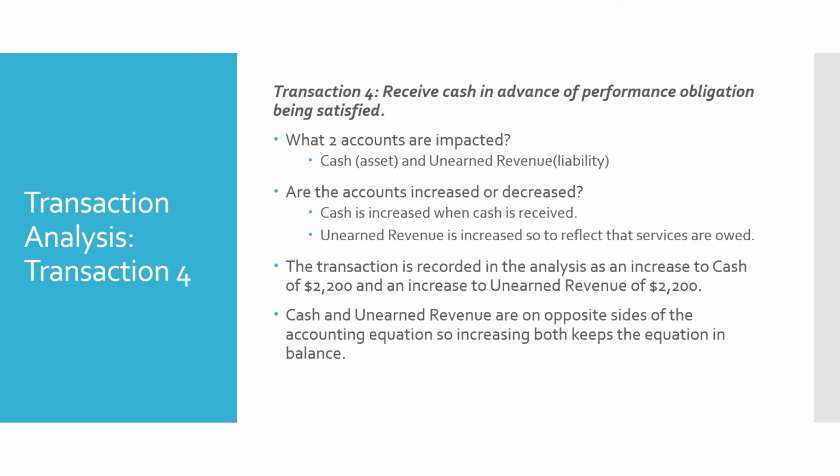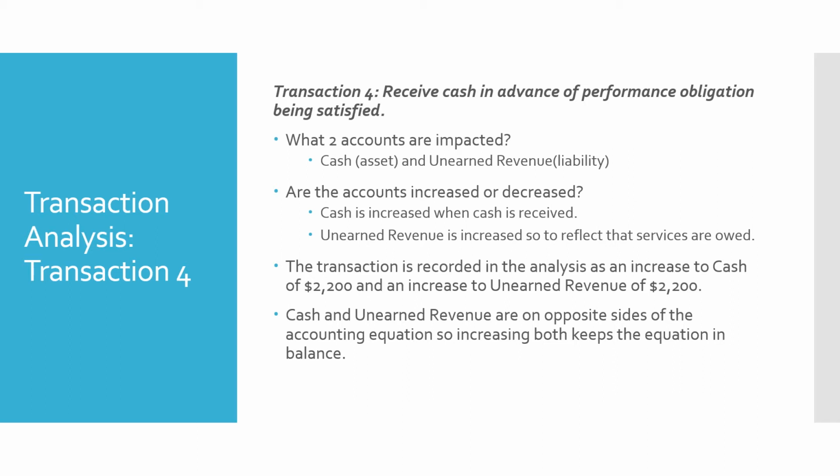Our fourth transaction is that we receive cash in advance of the performance obligation being satisfied. So remember our revenue recognition principle that says that we recognize revenue when the performance obligation is satisfied, regardless of when the cash is received. So if the performance obligation hasn't been satisfied here, we are not going to record revenue. What we're going to record is unearned revenue, which is a liability account.